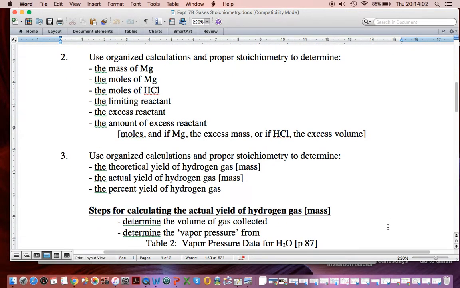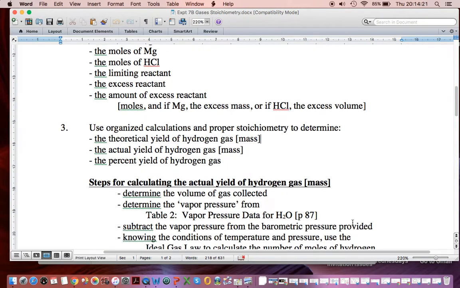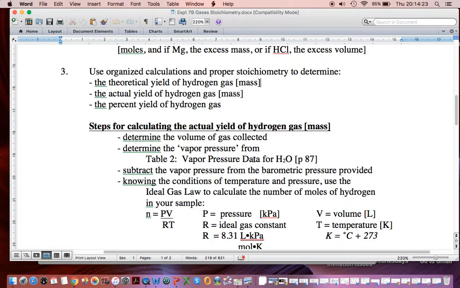Now, things get trickier. You've got to come up with theoretical yield by mass. You have to come up with an actual yield by mass. Those are 2 tougher ones. Once you have those things, no sweat to get the percent yield. So right here, it's telling you, follow these steps to get the actual yield of hydrogen gas. It says determine the volume of gas collected.